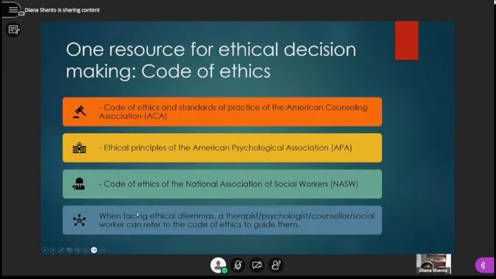Donc, when facing an ethical dilemma, a helping professional can refer to the code of ethics to guide them. When you don't know what to do, you can ask your supervisor. It could be your senior social workers. It could be someone who is more senior or had more experience, or more experienced colleagues. You can ask them, but at the same time, you can refer to your code of ethics.